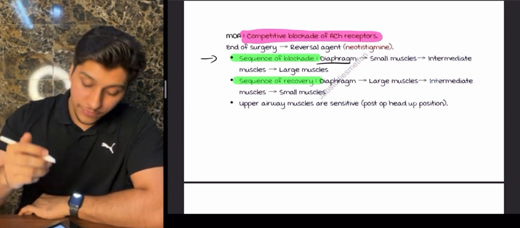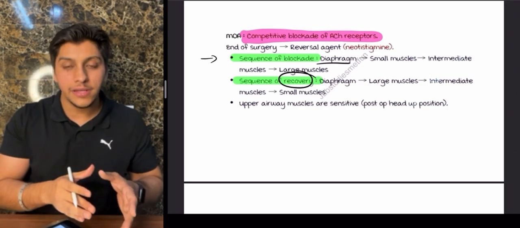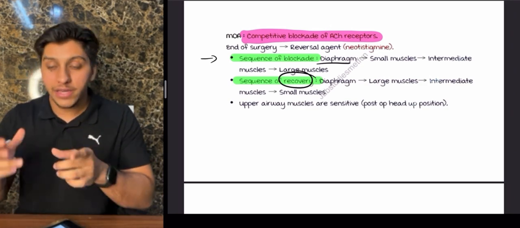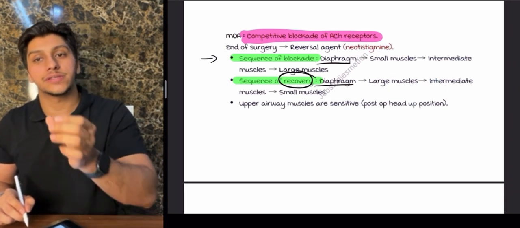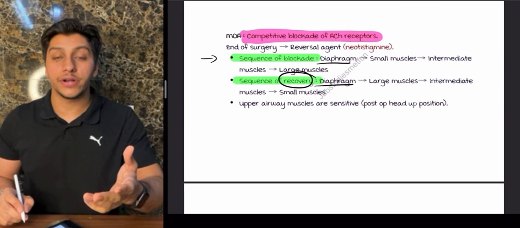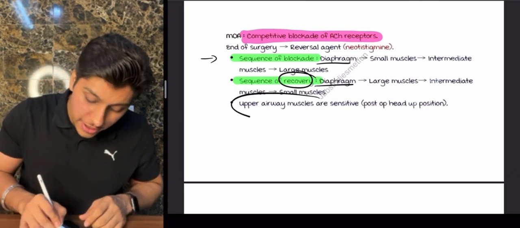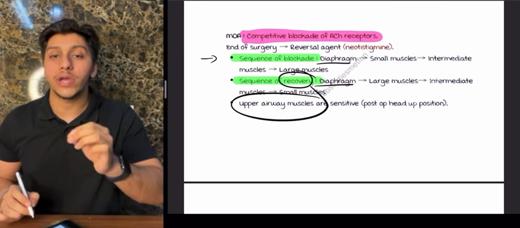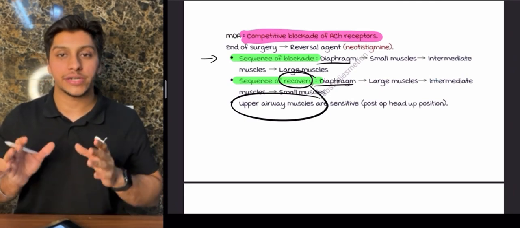On the other hand, the sequence of recovery is usually going to be the larger muscles and then the smaller muscles. But again over here, remember, the diaphragm is the one which recovers first, then the large muscles, and then the small muscles. Even if the diaphragm has recovered, there might be some chances of airway obstruction. Why? Because our upper airway muscles are very sensitive to NDMRs. So always be prepared in case of any airway obstruction type reaction.